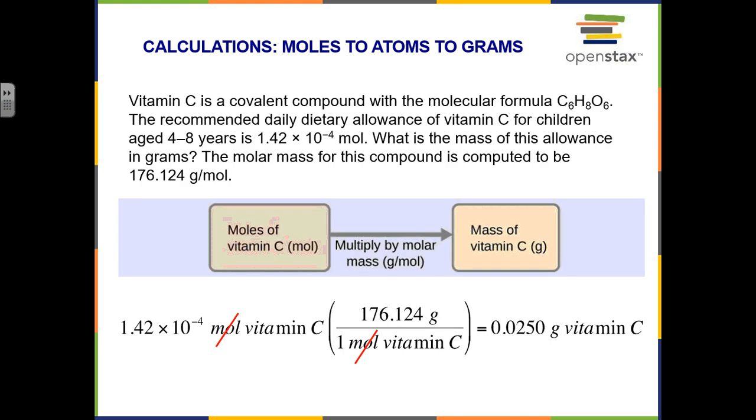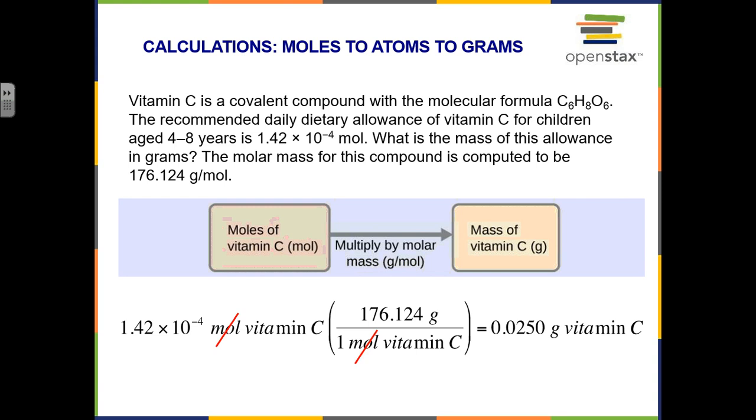Now, here we're given a situation where we have our moles and they're asking us to convert to mass. And so they say vitamin C is a covalent compound with the molecular formula C6H8O6. The recommended daily dietary allowance of vitamin C for children aged 4 to 8 years is 1.42 times 10 to the negative 4 moles. And we're being tasked with finding the mass allowed in grams. And to do that, like we've done before in the other example, because we're going from our moles to our mass, we're going to multiply by the molar mass of the respective compound.